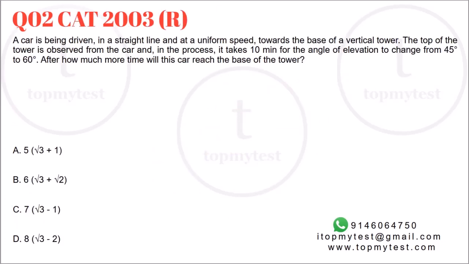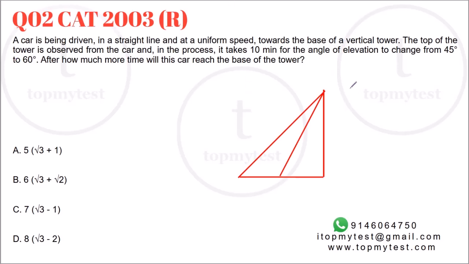The second question is from CAT 2003, the repeat paper. It says a car is being driven in a straight line and at a uniform speed towards the base of a vertical tower. The top of the tower is observed from the car, and in the process it takes 10 minutes for the angle of elevation to change from 45 degrees to 30 degrees. How much time will it take for the car to reach the base of the tower?